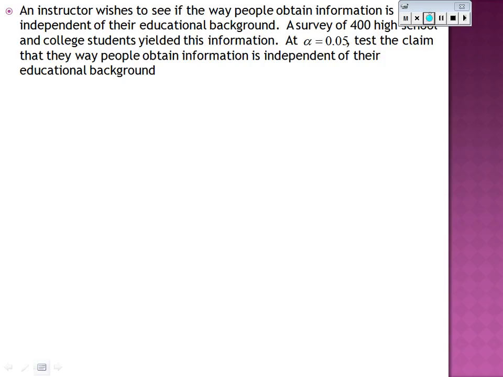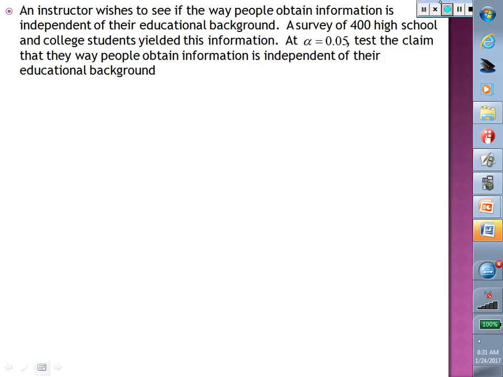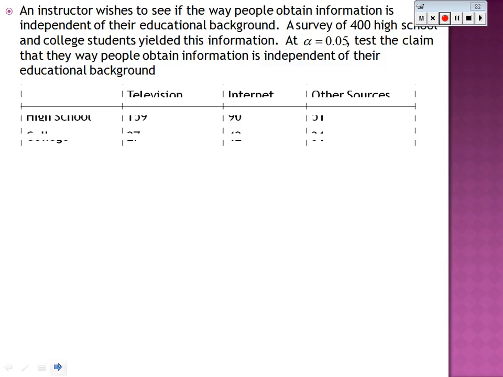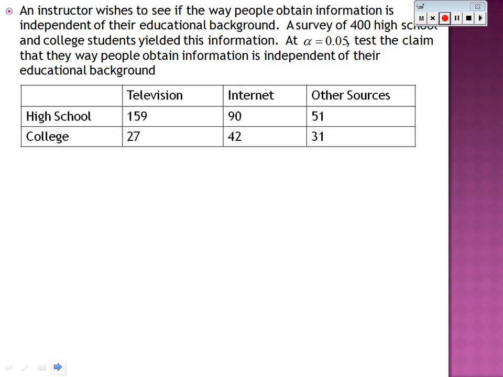Let's try out one more of these, and then we have one more test for this section involving some proportions. We have an instructor wishing to see if the way people obtain information is independent of their educational background. Survey of 400 high school and college students yielded the information below. We're going to use alpha 0.05, test the claim that the way people obtain information is independent of their educational background. So our first step is to write our hypotheses.